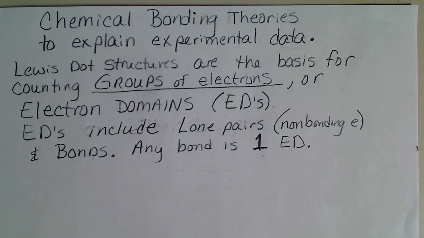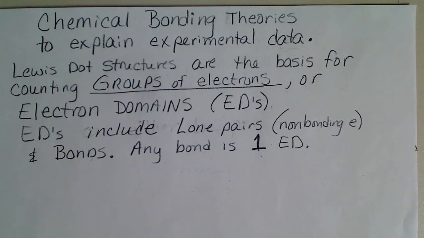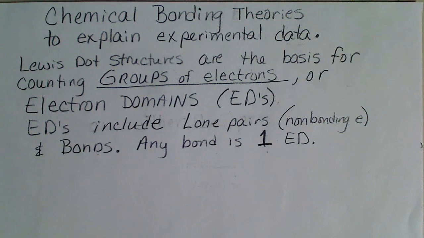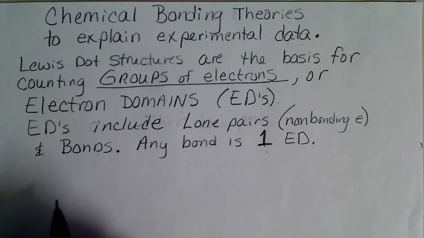Since electrons repel each other, they will automatically maximize the angle between them or get as far apart from each other as they can. So I'm going to look at the case where we have two electron domains around a central atom.